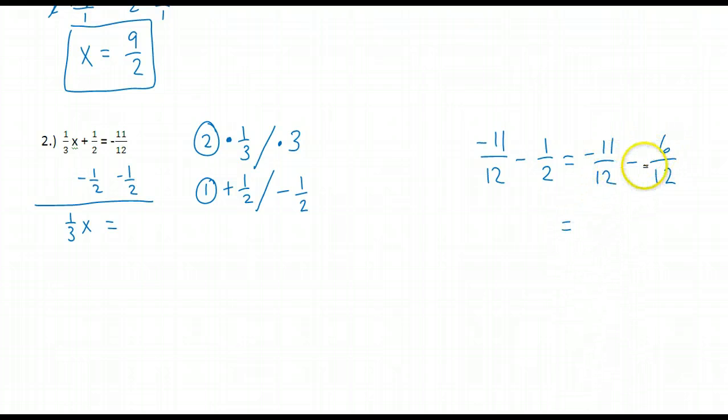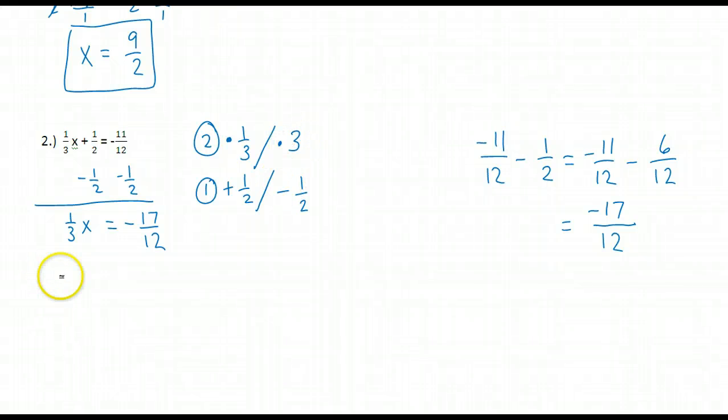Now to subtract fractions, I'm just going to look at my numerators first. I have negative 11 minus 6 gives me negative 17, and I just keep my denominator 12. So negative 11 twelfths minus 1/2 is negative 17 twelfths. Step 2, multiply both sides by 3.